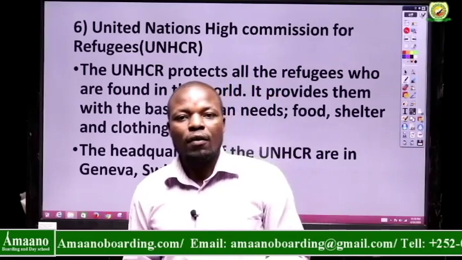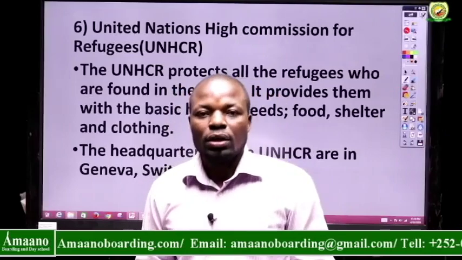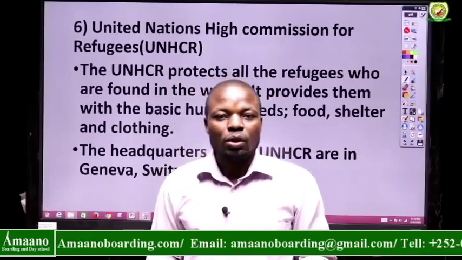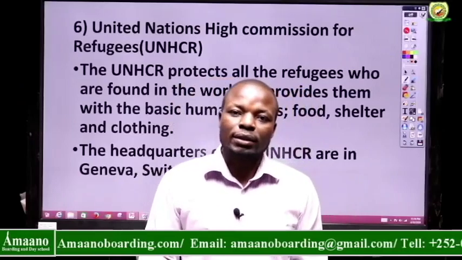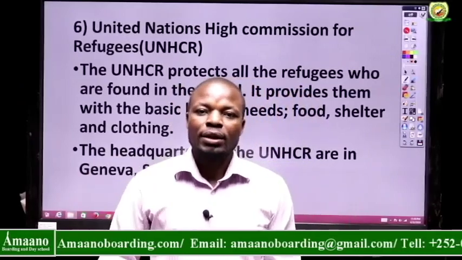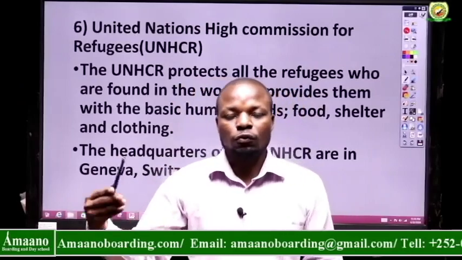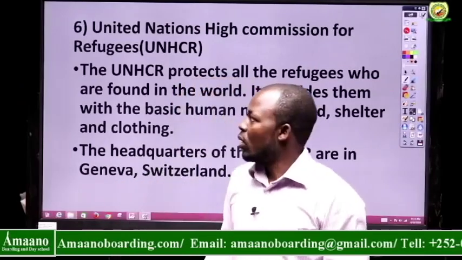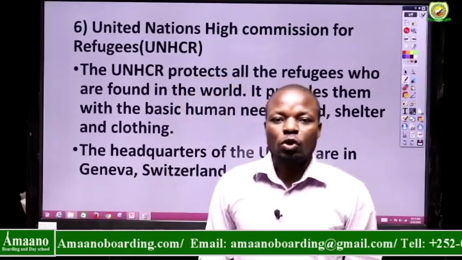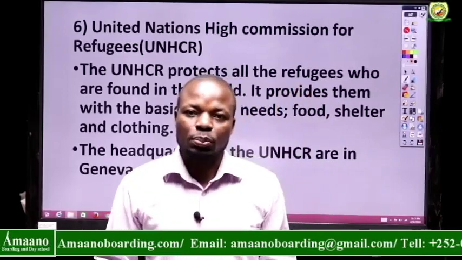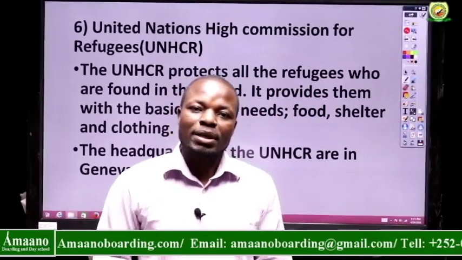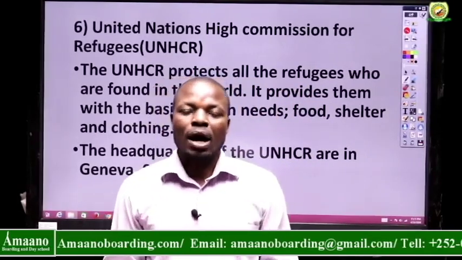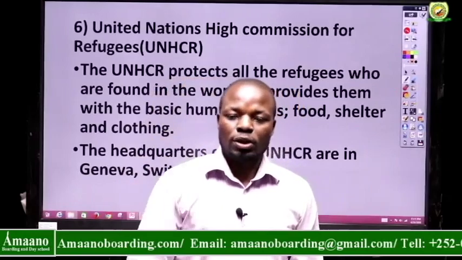We also have the Food and Agriculture Organization, whose headquarters are in Rome, Italy. In our lesson, we've said that it ensures that there is no famine. It ensures that there is sufficient food in the world. We also have looked at the United Nations High Commission for Refugees. It helps people who run away from war. It ensures that they get their basic needs, which are food, shelter, and clothing.